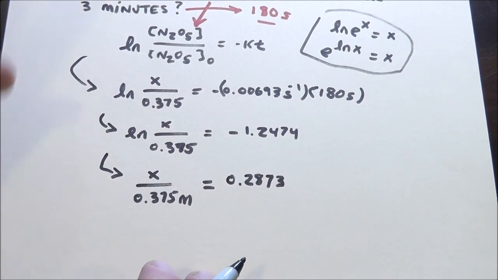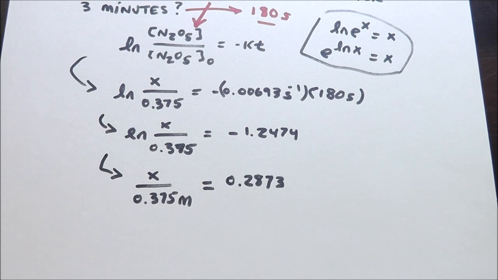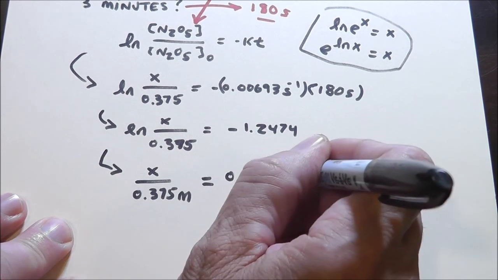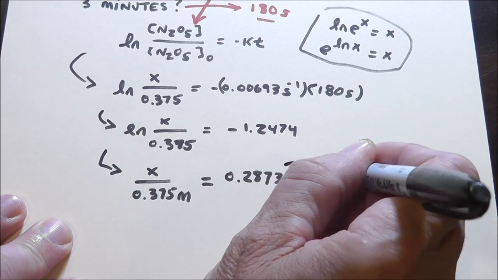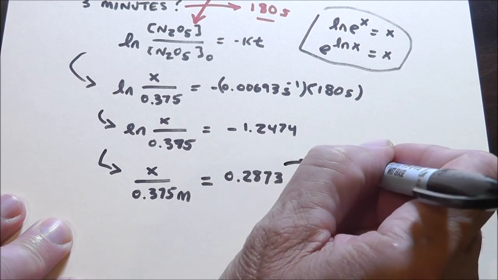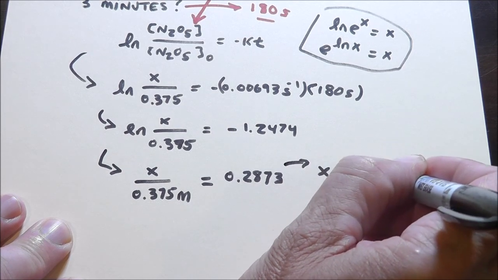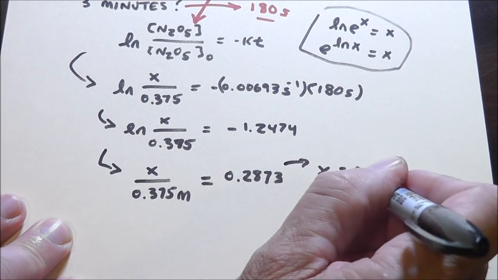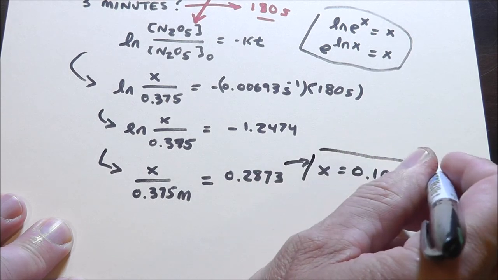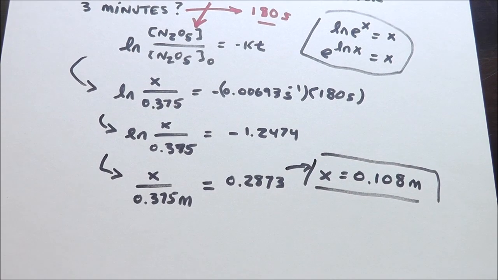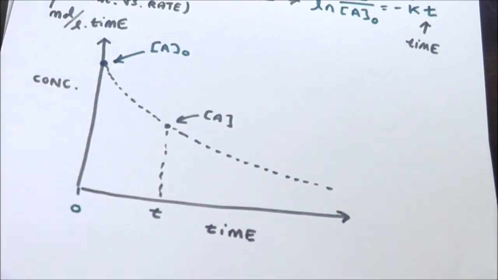0.2873. And so a quick little bit of simple algebra would be to multiply both sides by 0.375, and I get 0.1077. Given 3 digits, let's say that x is equal to 0.108 molar. So the concentration has diminished to a little bit less than 1/3 of the value at that particular time.